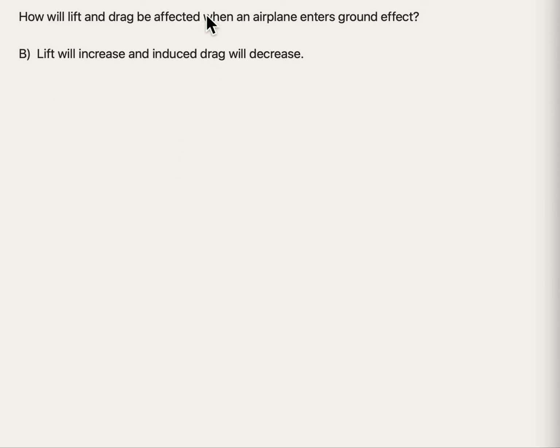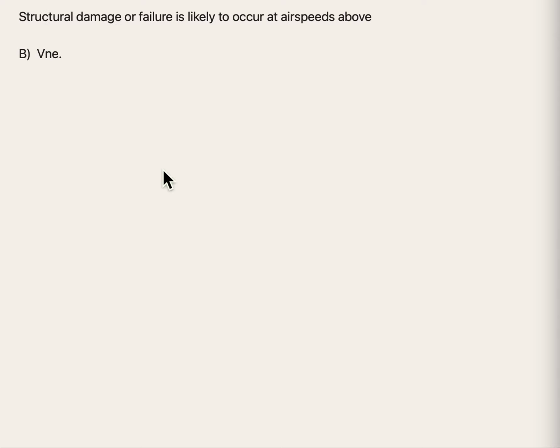How will lift and drag be affected when an airplane enters ground effect? Lift will increase in ground effect and induced drag will decrease. That's because the ground is interfering with the wingtip vortices, so that reduces drag. Structural damage or failure is likely to occur above the never exceed speed.